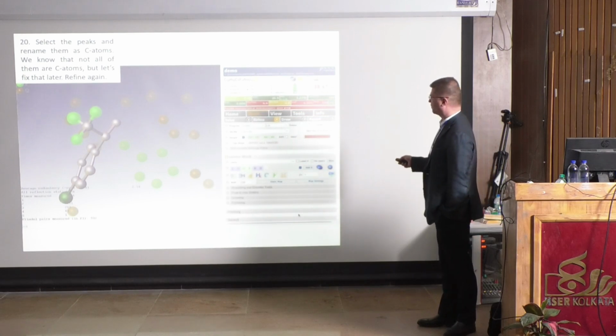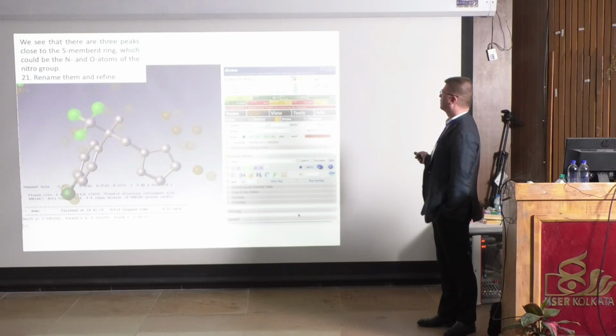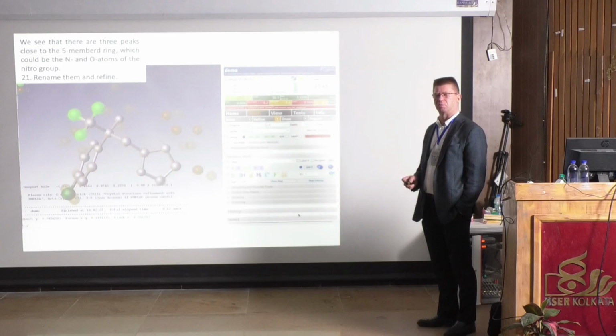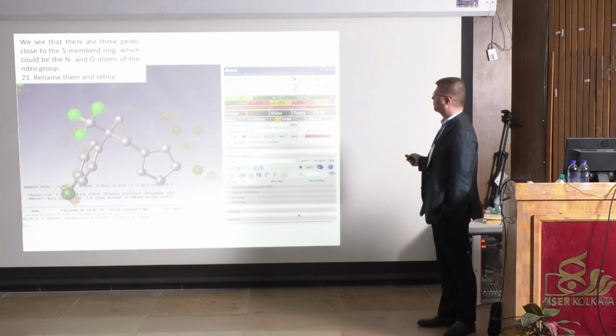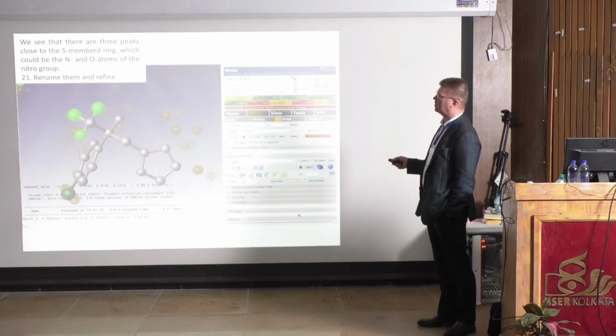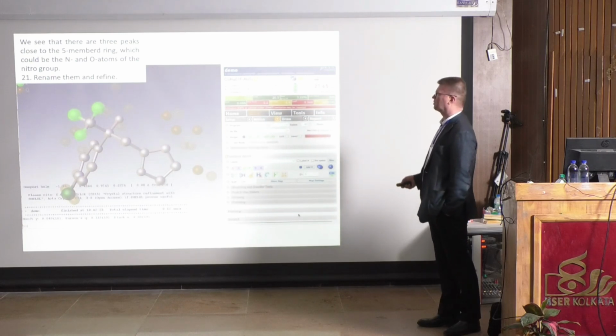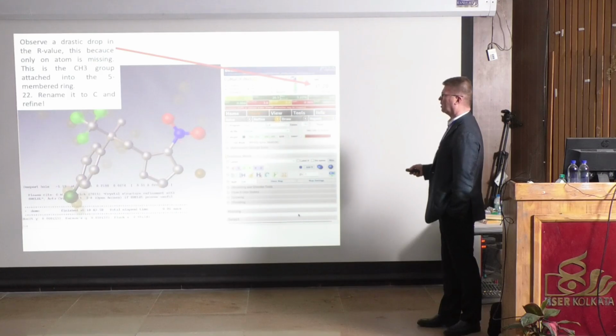And then do the refine, click here again, and now we see, okay, now look. Now it's 27. So it's going down. So our model is getting more and more accurate. Now we see that there are 3 peaks close to the 5-membered ring. It would be the nitrogen and O atoms, the nitro group. So here, this thing. So now what we do, we rename them. So this would be nitrogen and O atom. And the O atom, we rename it using this one, and then click this refine. Now we have a nitro group.